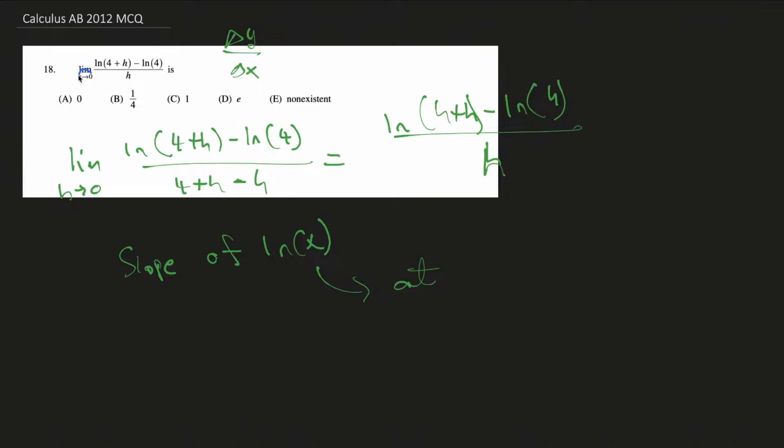This h is just, we're adding a minute bit to this. So this is the slope at x equals 4. So because the derivative of ln of x is 1 over x, we just have to plug in a 4 in here. So that tells us the slope at x equals 4 is equal to 1 over 4. So the answer to 18 is B.